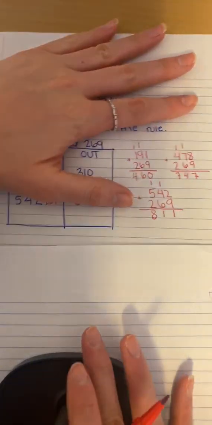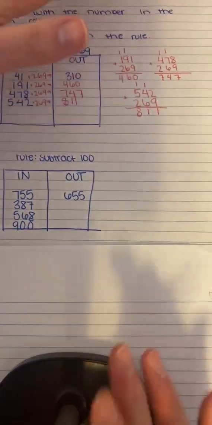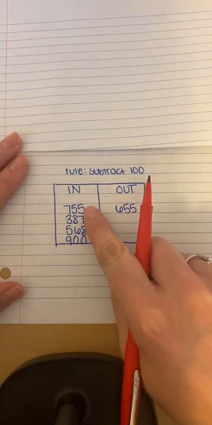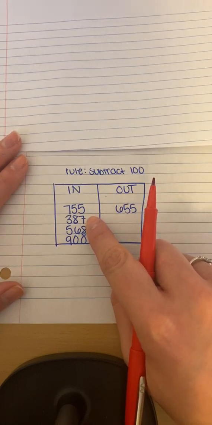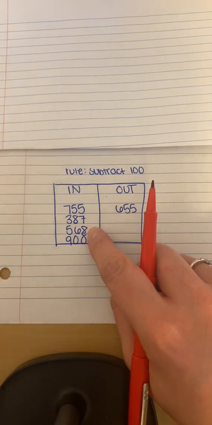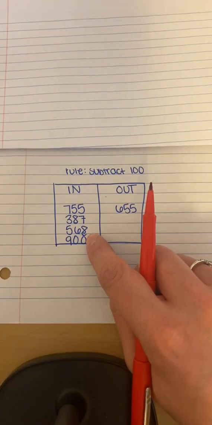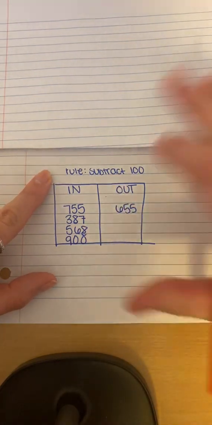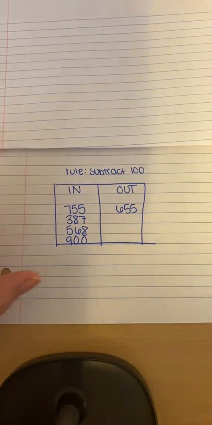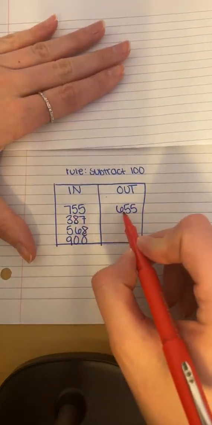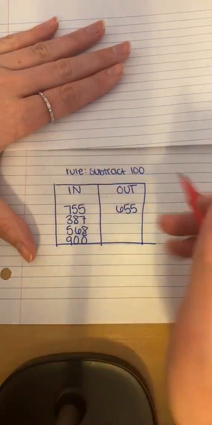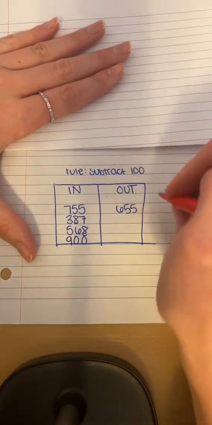So let's do one more example. Now we have a rule down here. The first thing we do is we look at our in column. We have 755, 387, 568, 900, and then we look at our rule. Our rule now says subtract 100, which means we're taking away 100. They filled out the first one for us, and as we can see, the hundreds place just went down by one number. But it's good for us to write out our answers.